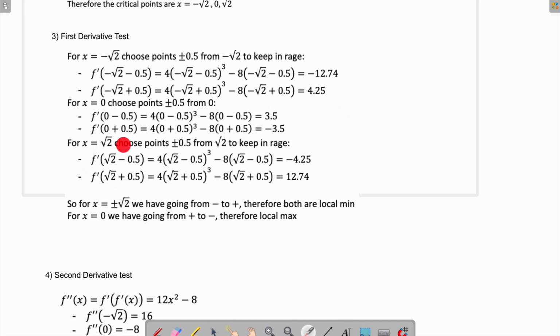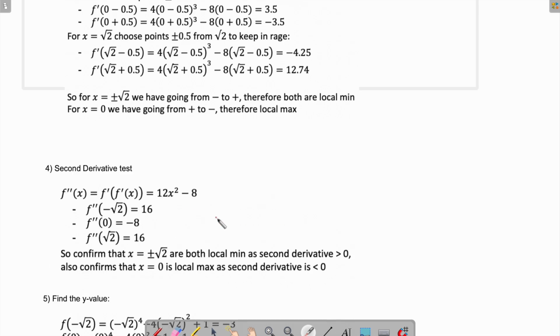then once again, similarly for x equal to square root 2, we do square root 2 minus 0.05, get a negative value, square root 2 plus 0.05, just to keep within that range, and we get a positive value, confirming that x equals plus and minus square root 2 are both local mins because they go from negative to positive, and x equals 0 is a local max because it goes from positive to negative.